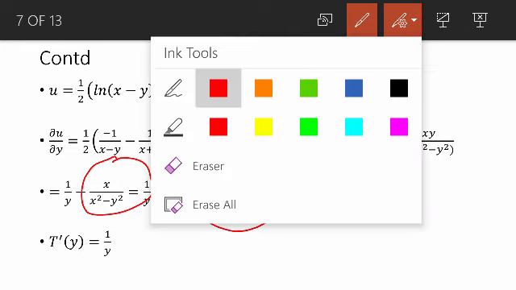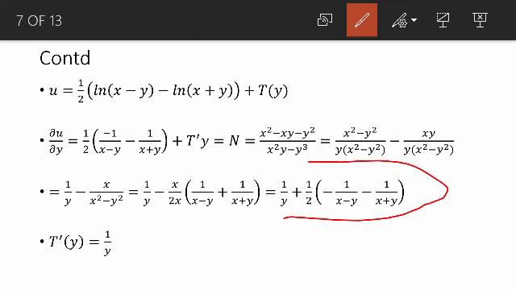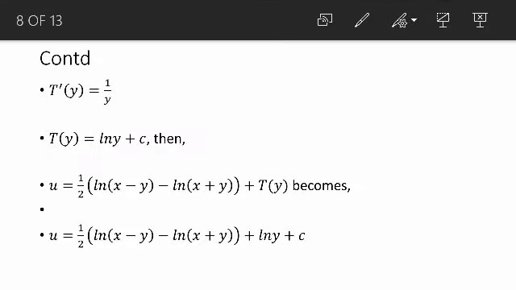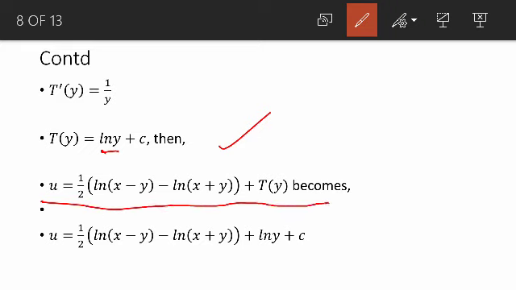So at the end of the day, we have this, and when you compare this with what you have here, you see that every other thing cancels out. The whole of this cancels the whole of this, so you are left with t prime of y equal to 1 over y. And if t prime of y is 1 over y, it means that t of y will be ln y plus c, because the integral of 1 over y is ln y plus c. We started by saying u is equal to the whole of this, and so we can substitute the value for t of y, which is ln y plus c.